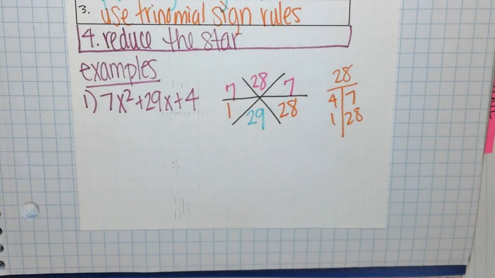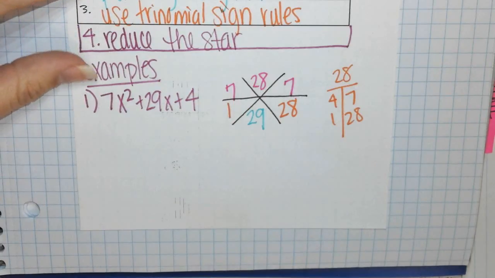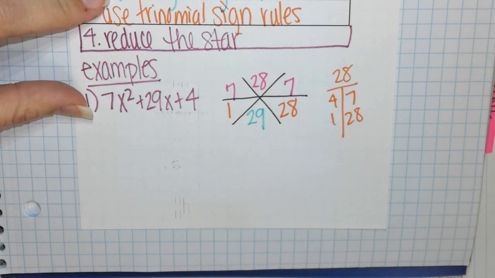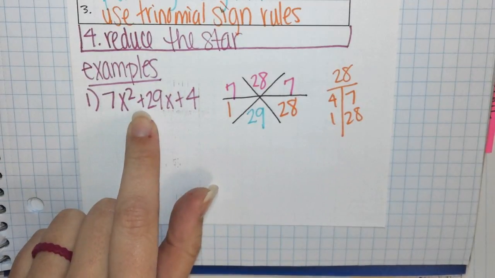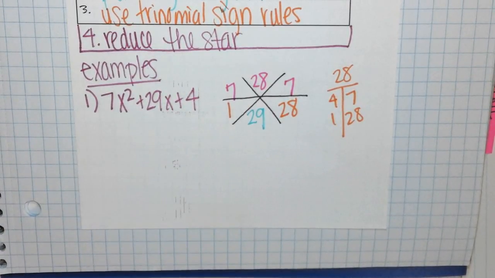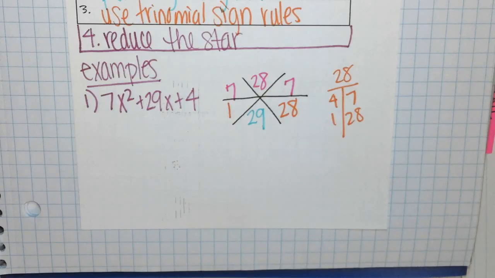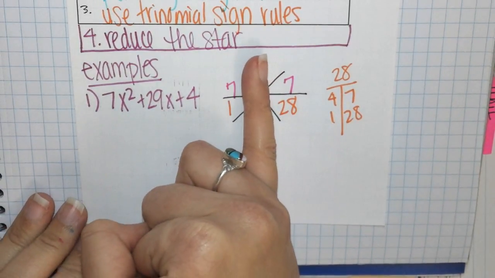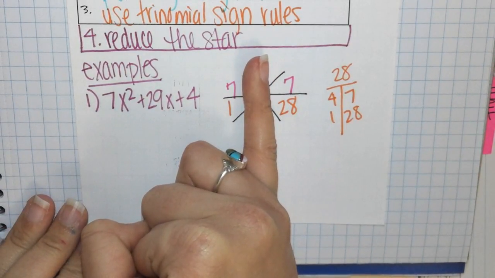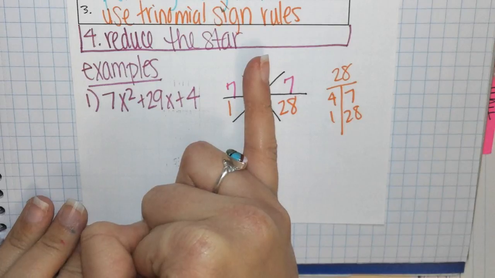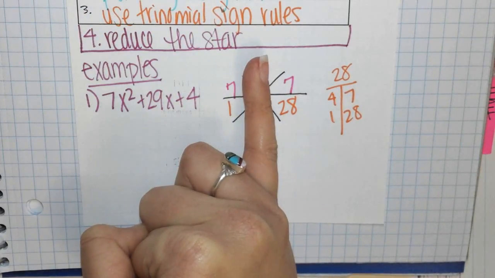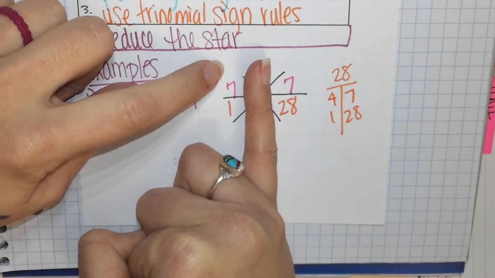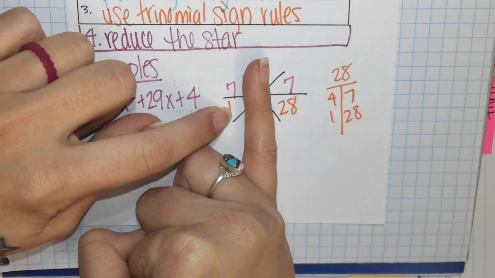All right, now, we multiplied A times C. We put everything in our star. We used our trinomial sign rules because this was positive, so both are positive. Now, what does our last step say? Reduce the star. So everybody cover up this middle part. Alright, do you see how I now have two fractions? You're going to reduce one of them. Can we reduce 7 and 1? Nope, so we leave that.